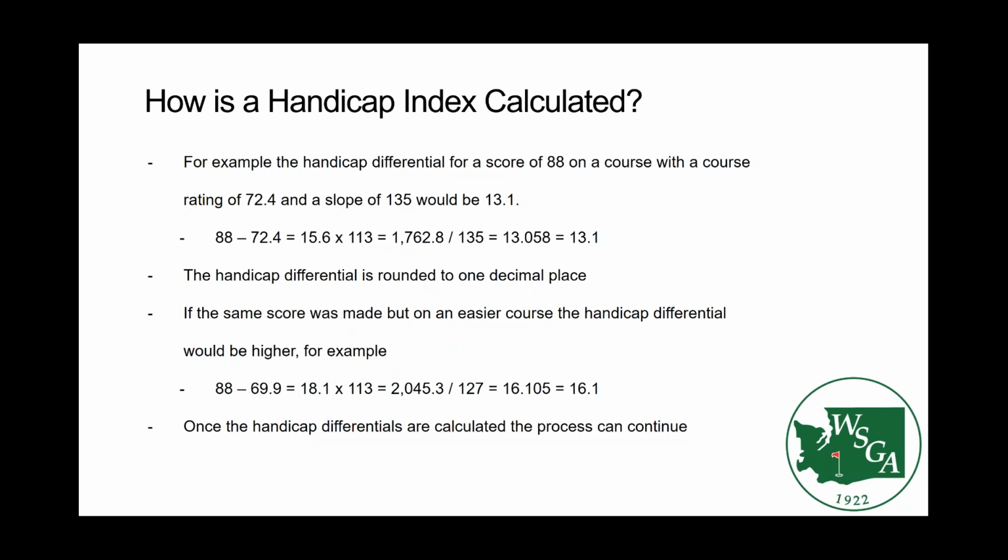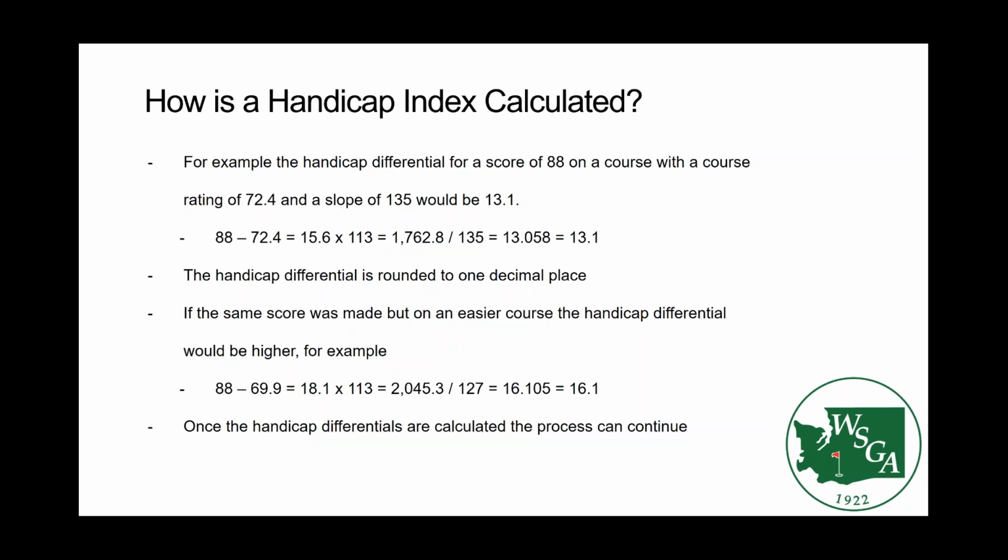This is really important to remember: it's not just your score alone that your handicap index is based on. It is not only your score, but also the difficulty of the golf course you played. So if this person had a handicap index based off of this one score, we would have a 13.1 versus a 16.1, even though they shot the same score. That is all based off the difficulty of the golf course. It's very important to remember that that's a huge factor in coming up with your handicap index. It's not just what you shoot, but where you shoot it.